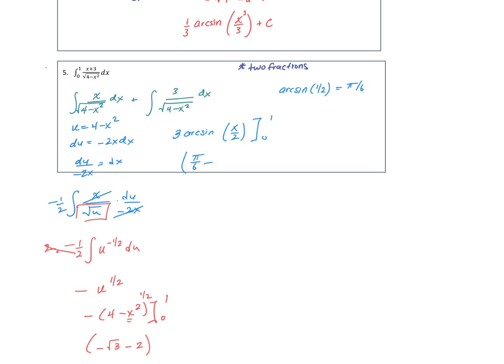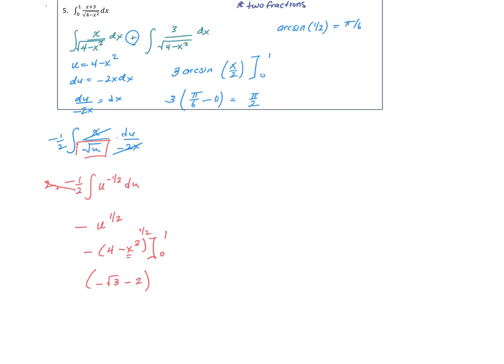minus arc sine of 0, which is 0, and then the 3 on the outside. So this is going to give me pi over 2. And there's a plus between them, so I'm going to add it. So it's plus pi over 2. I put this into my calculator, and I got 1.839.